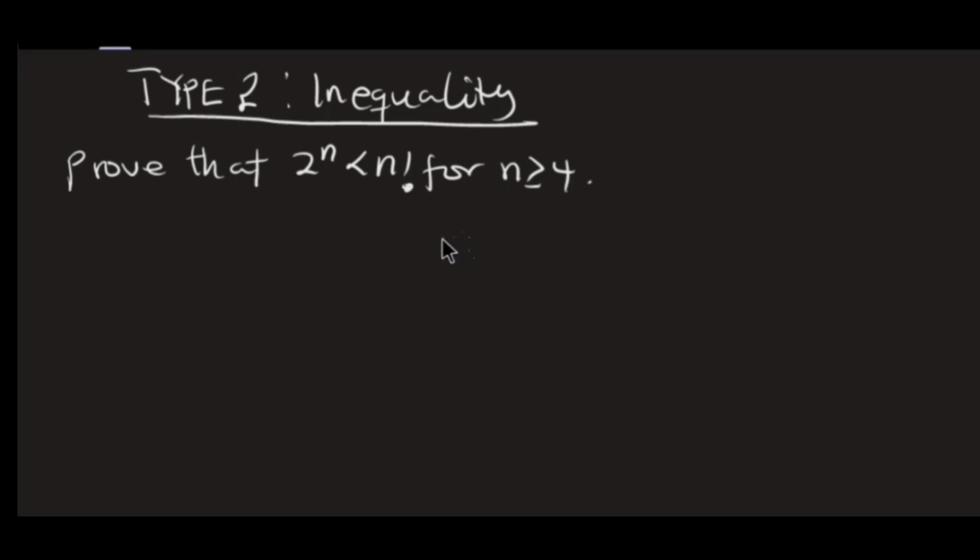In this video, I'm going to take you through the type 2 of mathematical induction problem, and it focuses on inequality problems. I have a problem here. Prove that 2 to the power n is less than n factorial for n greater than or equal to 4 using mathematical induction. How do we do this?